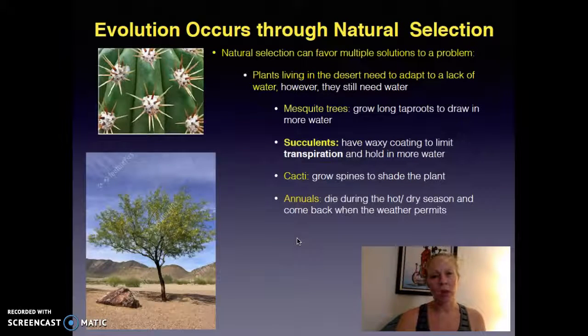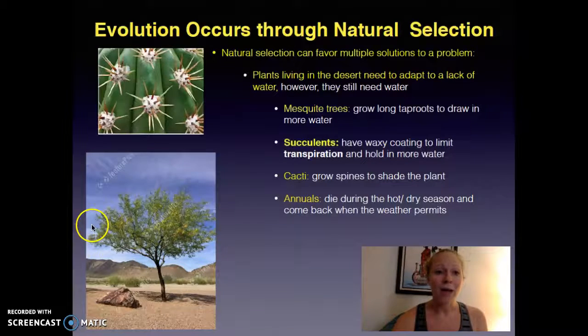With the amphipods, we saw how natural selection worked towards one solution to the problem of being caught by predators. Here we can see how natural selection can favor multiple solutions to a problem. Here our problem is going to be to survive in a hot, arid desert. One example of this is the mesquite tree. The mesquite tree is going to grow long tap roots. They spread out long and deep, and they are going to have access to more water, which allows the tree to survive because of its ability to draw in water.